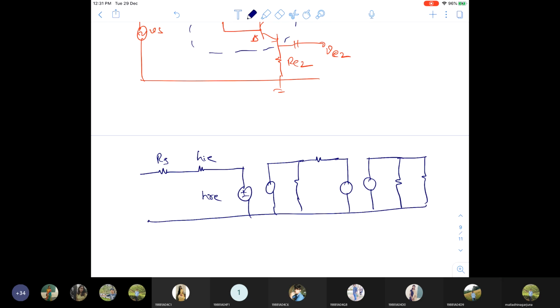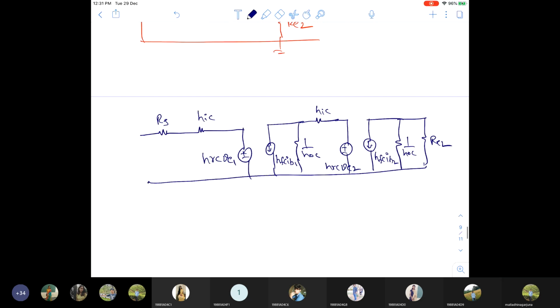The first stage is both are CC amplifiers, no? So you can write HIC, HRC, VE1, HFC, IB1. This is 1 by HOC, HIC. Since both are CC amplifiers, right? Also HRC, VE2, HFC, IB2, 1 by HOC. This is RE2. Okay. So here you can observe one thing.